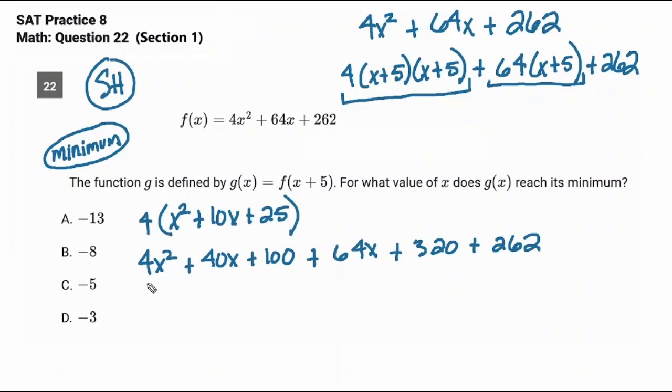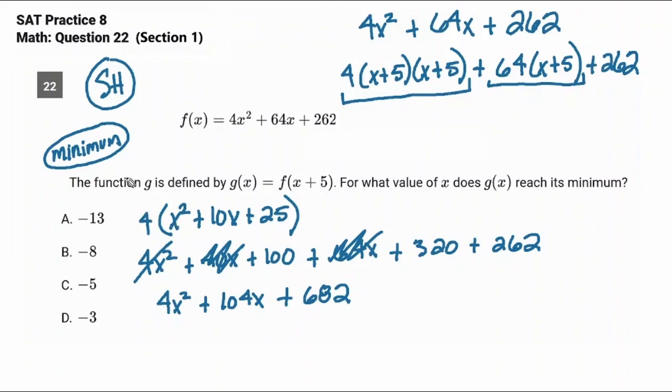And now I can combine terms. Here's an x squared term. Are there any others? No. Little trick here. Once you're done with that term, cross it out. Next thing is the x terms. 40x and 64x. Use your calculator. 40 plus 64. That's 104x. I'm going to get rid of those. And then now I just got 100 plus 320 plus 262. This part doesn't matter, but we don't necessarily know that at this point. Okay. All of this reduces to this thing right here.